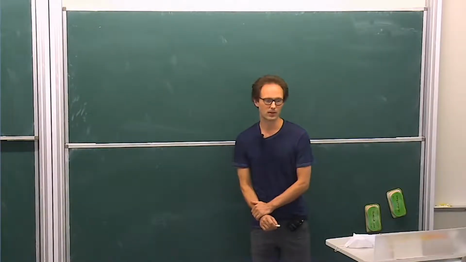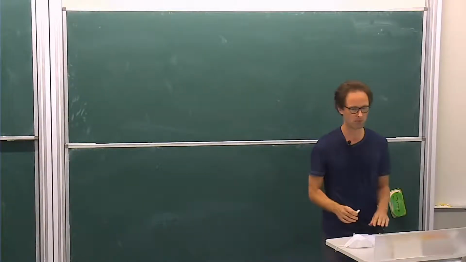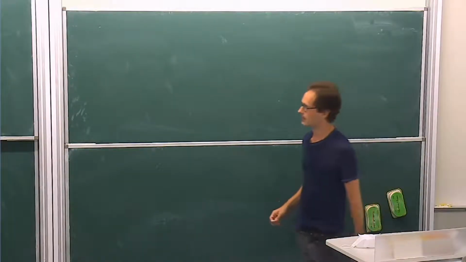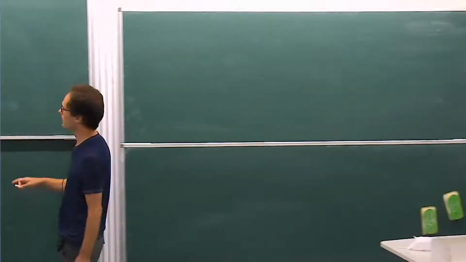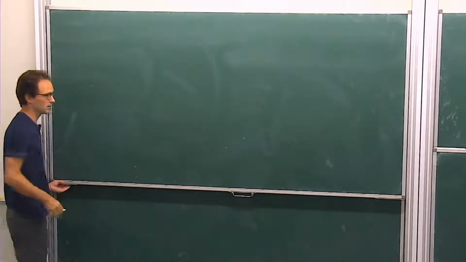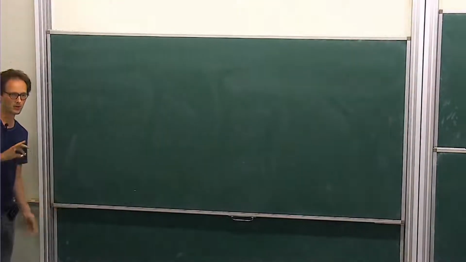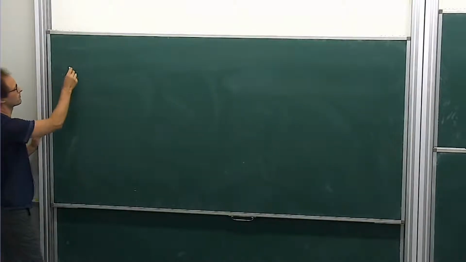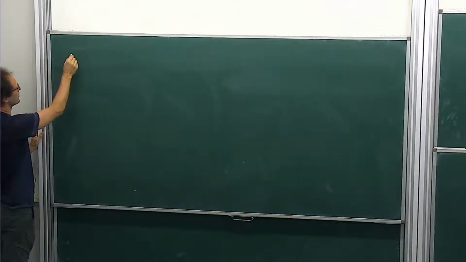Today I'm going to talk about incidences between points and planes in real space. Let me start with incidences between points and lines in real space, which is a very classical subject in discrete geometry. The most important theorem in the area is the Szemerédi-Trotter theorem.